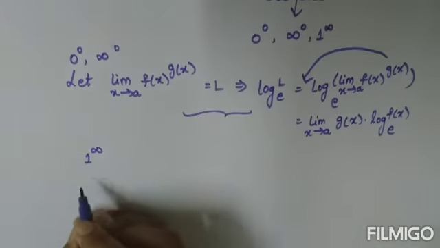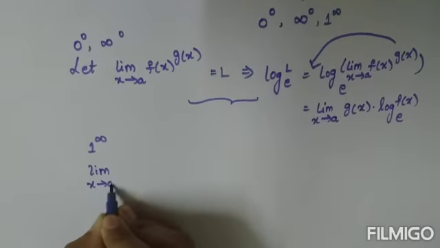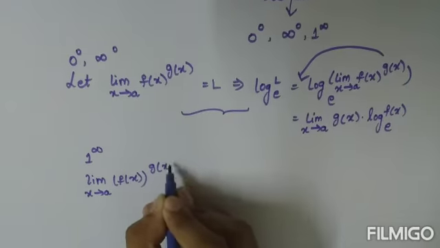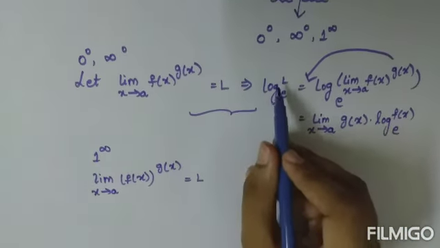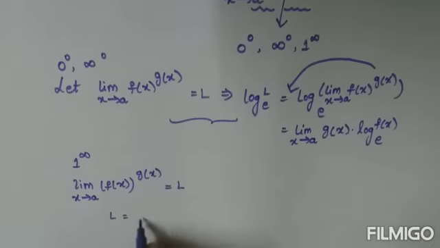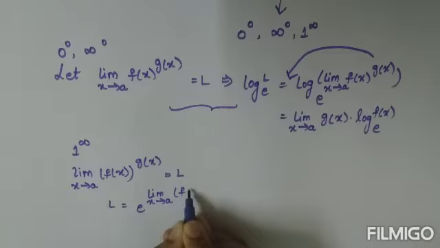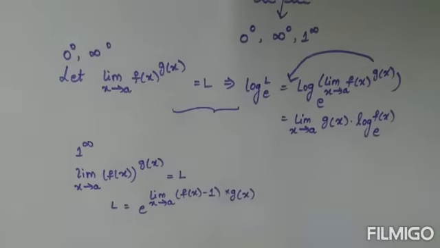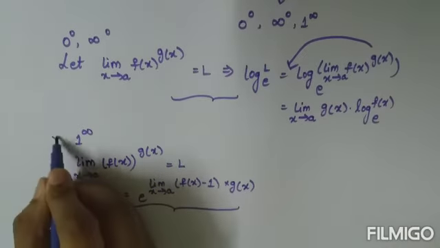So here we have to solve the limit as x tends to a of f of x power g of x is equal to L. In a similar way, if we apply logarithm and expand further, we get the limit as e power limit x tends to a of f of x minus 1 into g of x. The derivation is not necessary, so you can remember this clearly. And don't forget, this is most important.